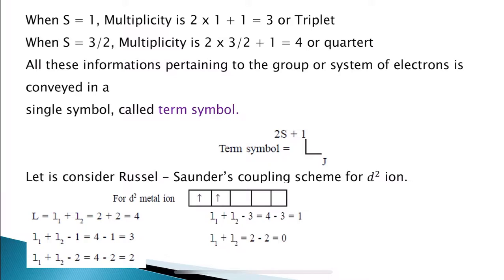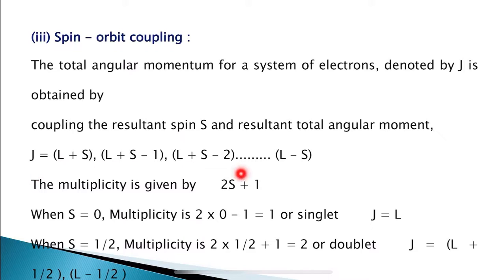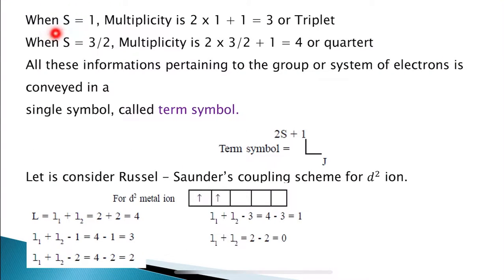So spin-orbit coupling is the total angular momentum for a system of electrons, denoted by J, obtained by coupling the resultant spin S and resultant total angular momentum as per the relation given here. In the same way, if S, the spin angular momentum, is equal to 1, then the multiplicity will be 3, also called a triplet, and when S is equal to 3 by 2, the multiplicity will take the value of 4, and it is called a quartet.